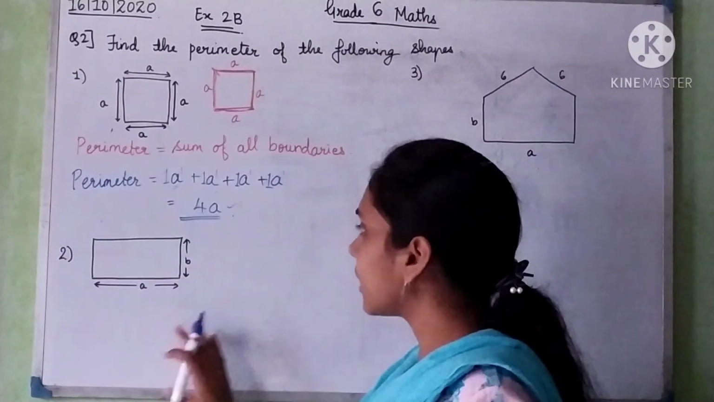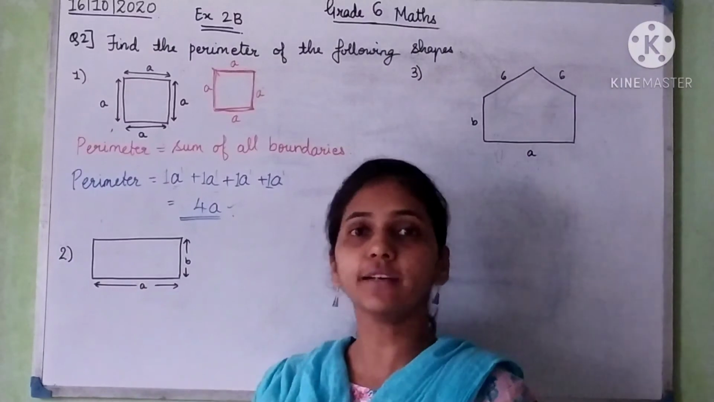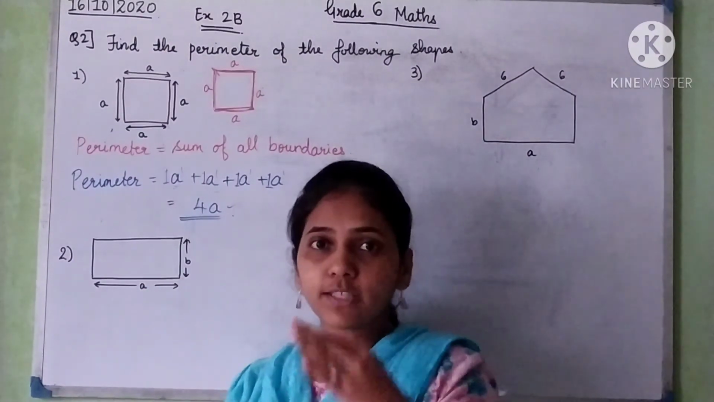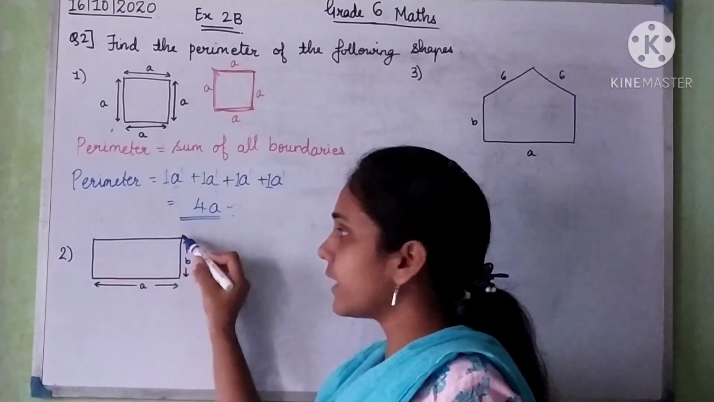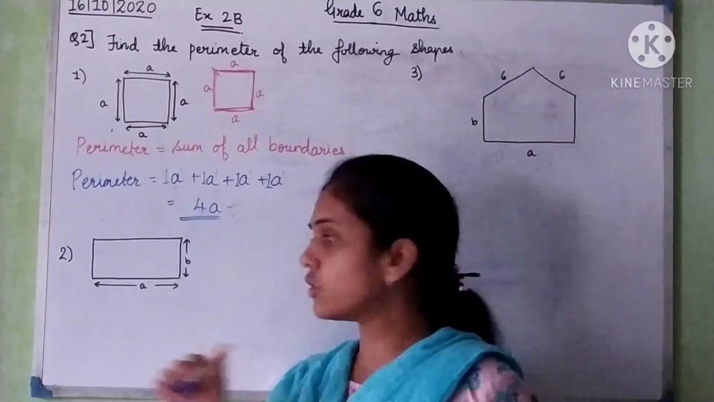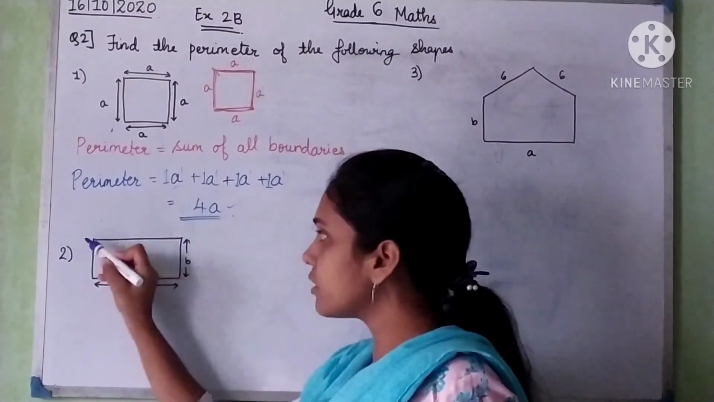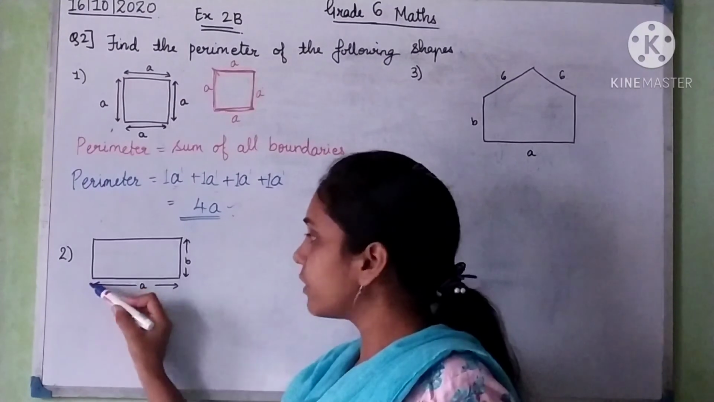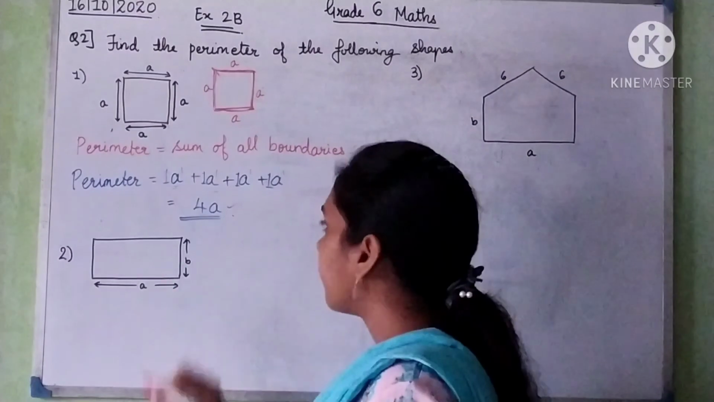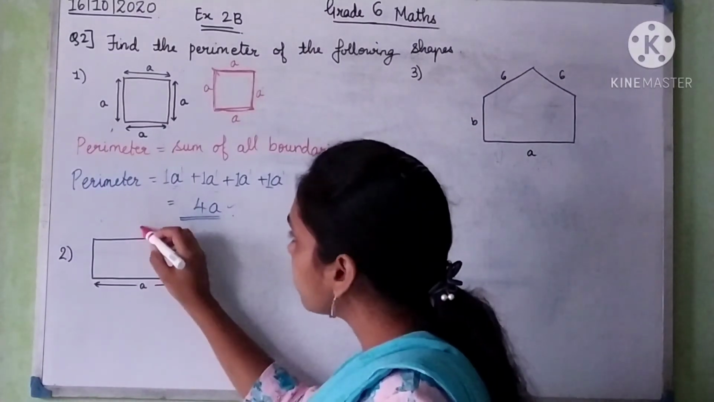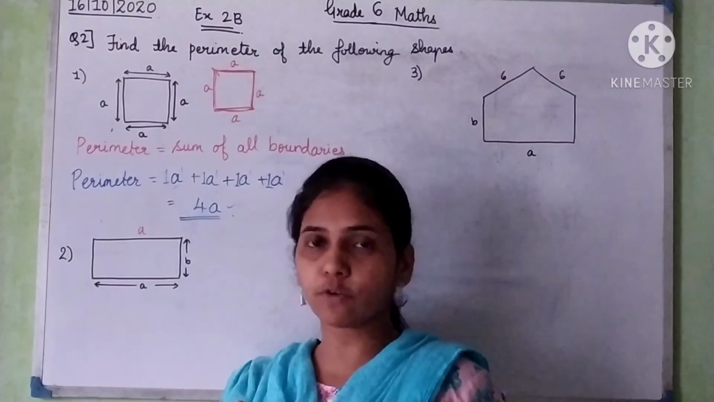Now the second one is a rectangle. Now we know that for a rectangle we have length and breadth. And also the opposite sides of the rectangle are equal. Here this side and this side are opposite, right? Opposite means facing each other. So if this is the length, this is also the length of the rectangle. So if this is A, the upper side is also going to be A, right? Because we know that the opposite sides of a rectangle are equal.